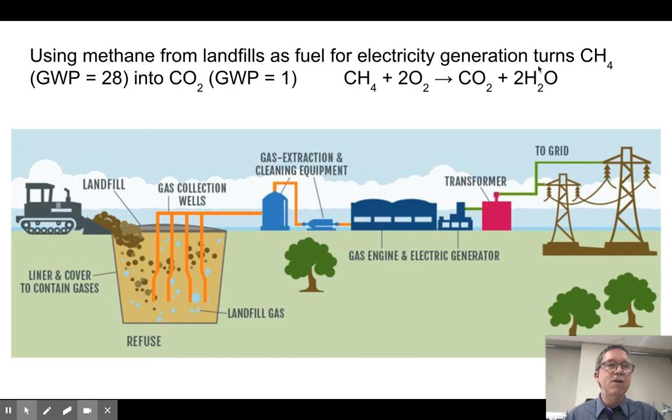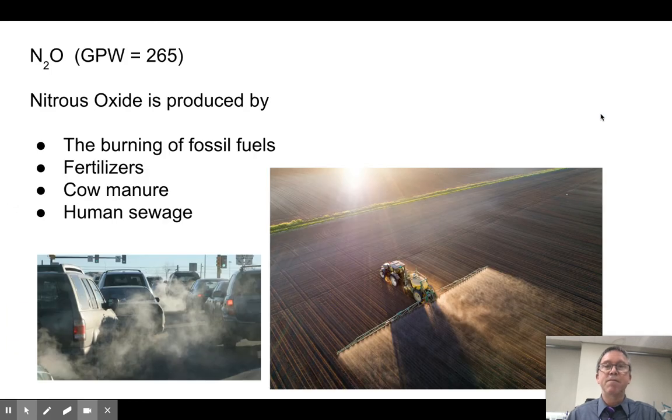So here's a balanced chemical equation for the burning of methane. One molecule of methane plus 2 molecules of oxygen make 1 molecule of carbon dioxide and 2 molecules of water. Look what you've done. You've reduced the global warming potential by a factor of 28, because this one has a GWP of 28, and this has a GWP of 1. So it makes a lot of sense to do this.